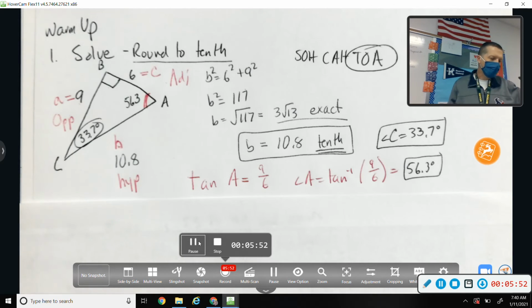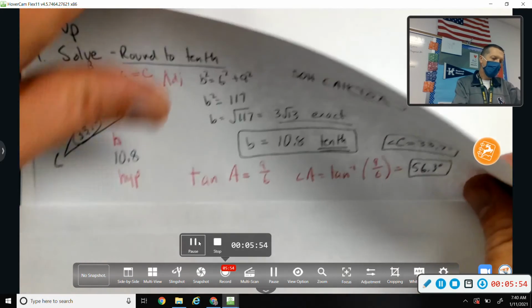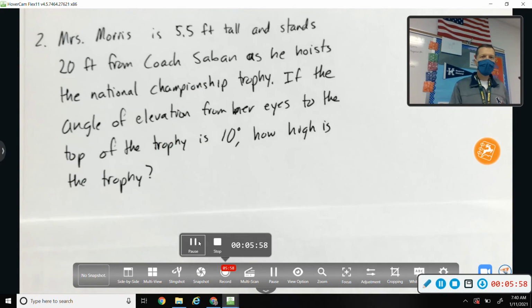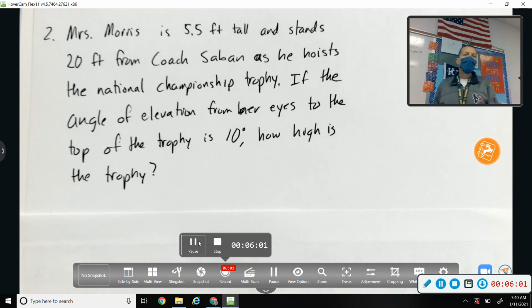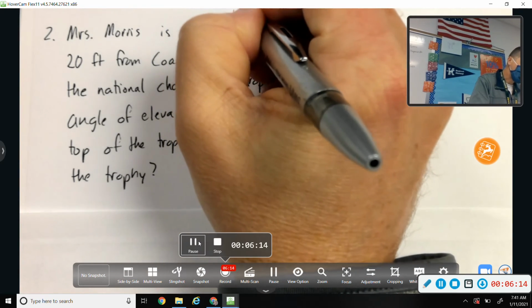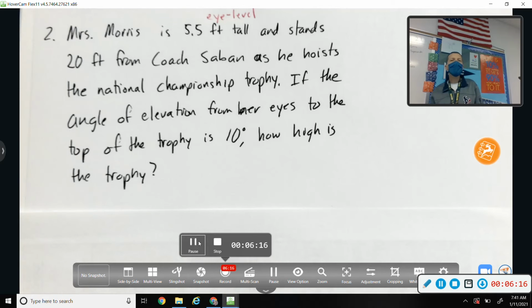Okay, warm up number 2, word problem. Mrs. Morris is 5.5 feet tall. And when I say that, we'll just say that's where her eye level is, because I didn't want to say her eyes are 5.5 feet above the ground, because that sounds funny, but that's what it needs to be for this problem to work.